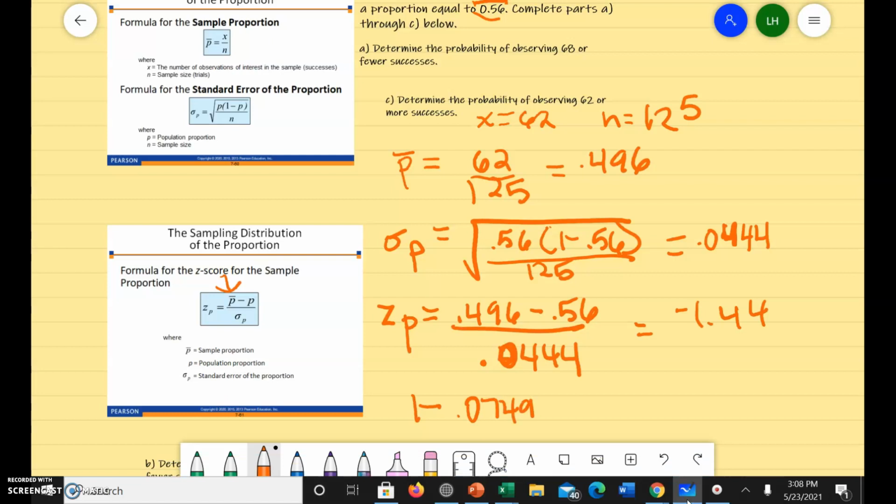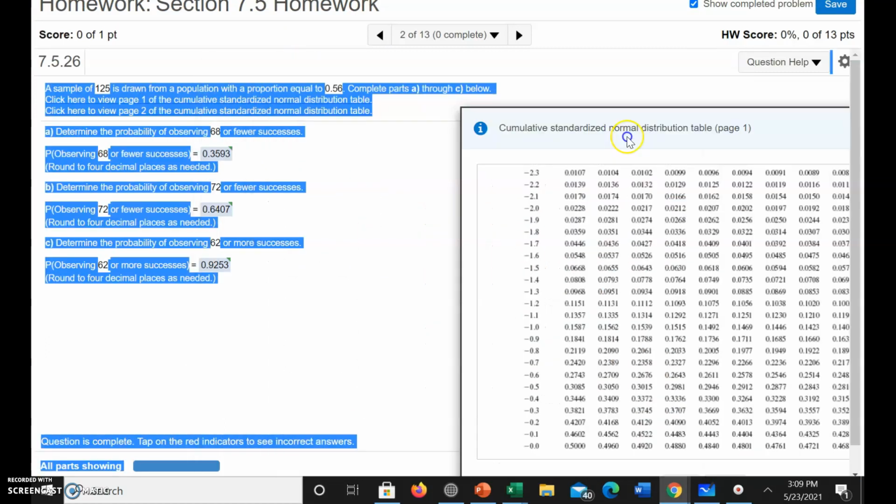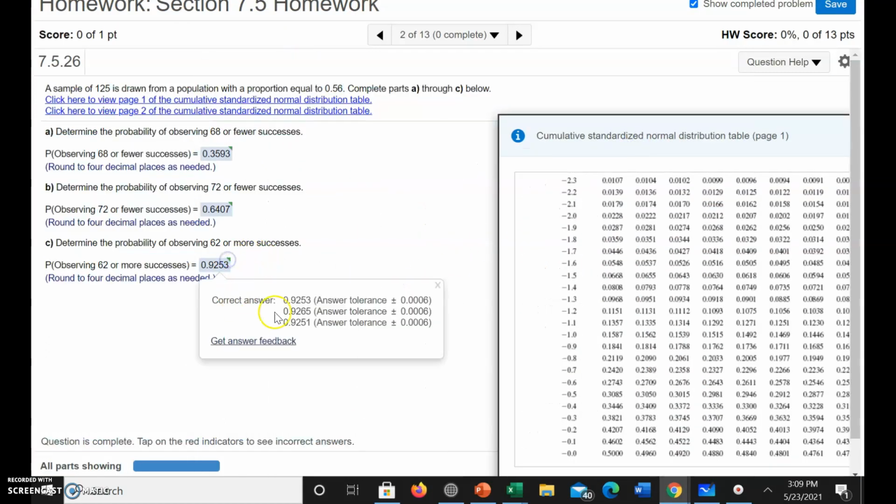Okay, so 1 minus 0.0749, and that would give us 0.9251. So let's look at our answer here. 0.9251 would be correct.